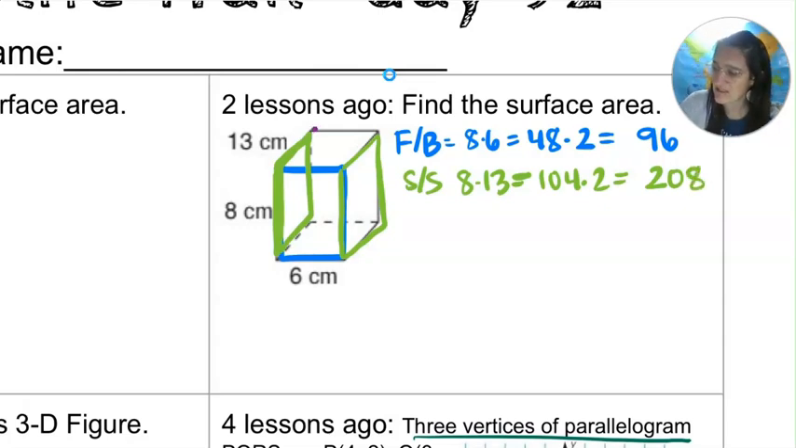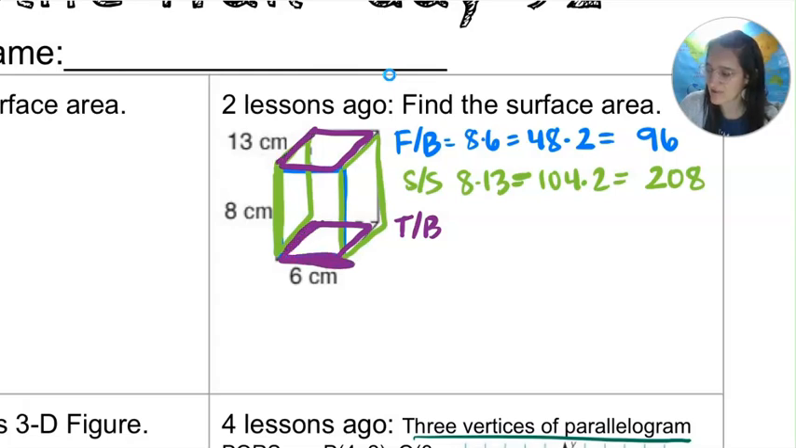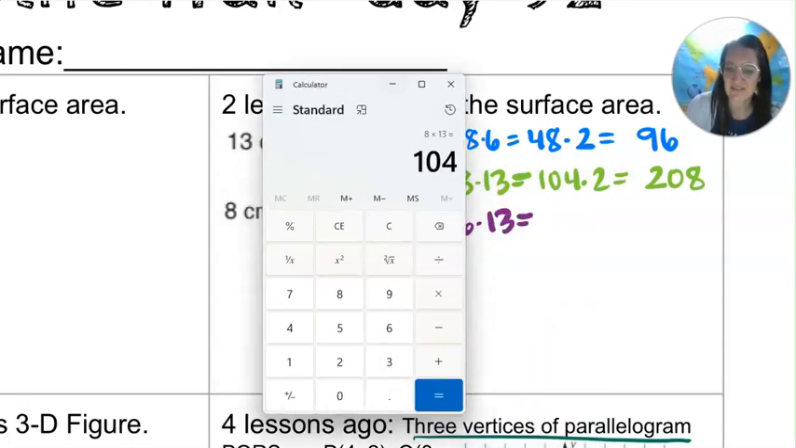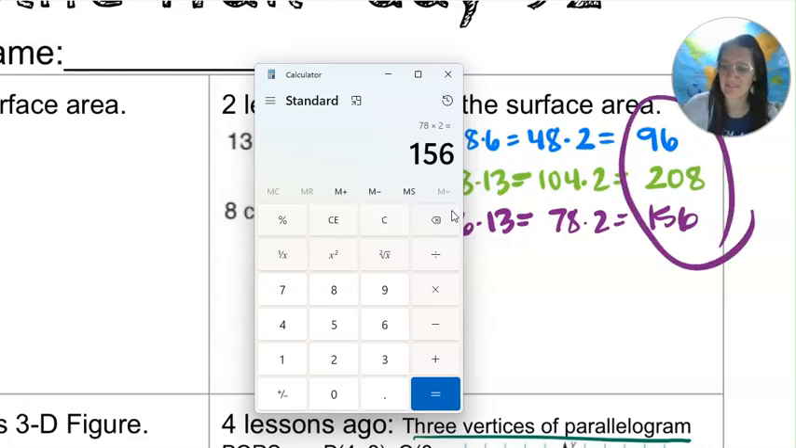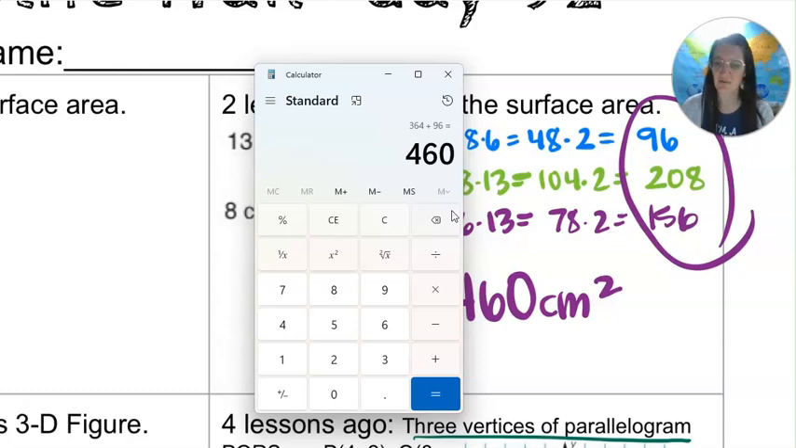And then I've got my top and my bottom. And that's 6. And what's labeled? Oh, 13. Which is 78. But there's two of them. So I get 156. Last thing I'm going to do is add them all up. So 56 plus 208 plus 96 equals 460 centimeters squared.